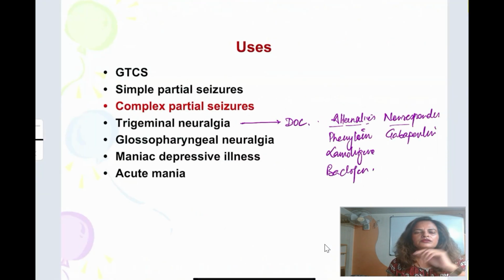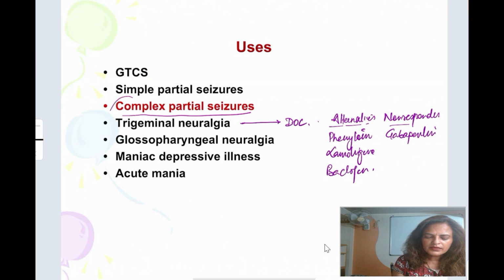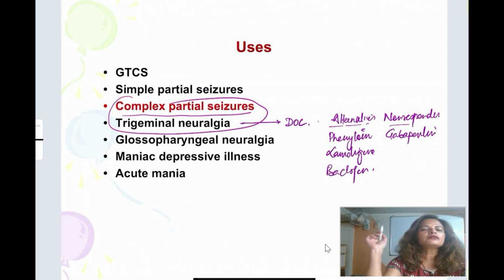Now what are the important uses? This is a drug of choice for complex partial seizure and trigeminal neuralgia. We can use it in others also, like grand mal epilepsy and simple partial seizure.